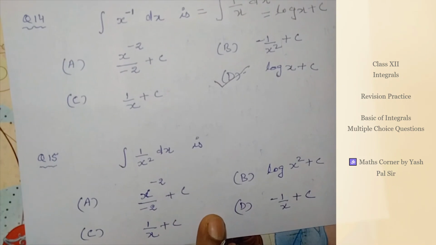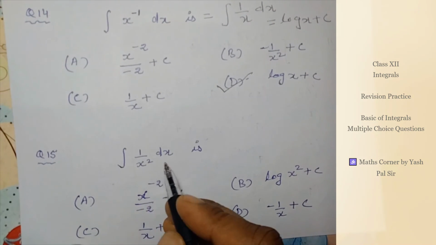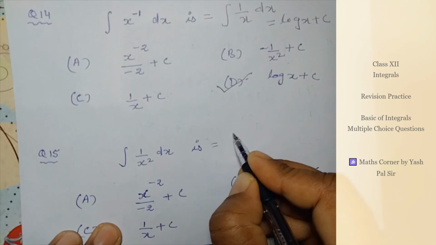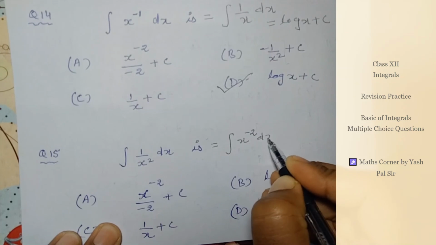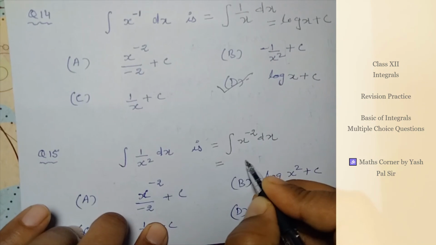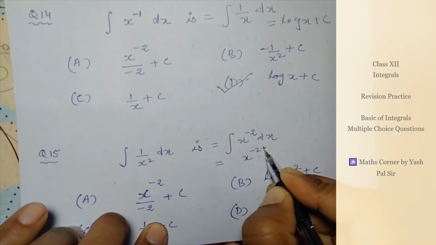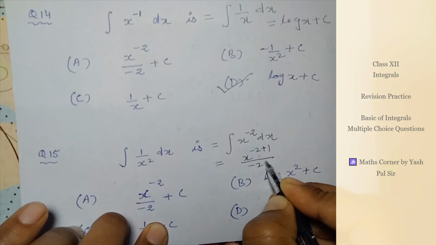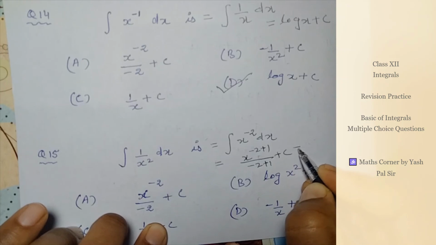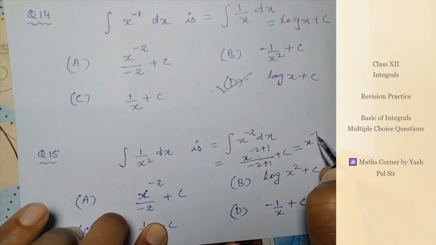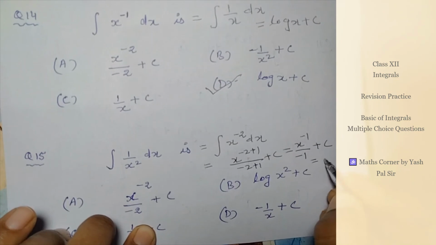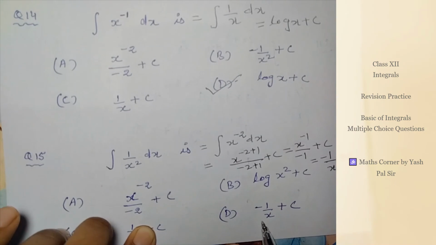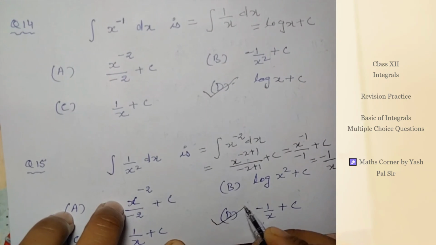Our next question, question number 15, 1 upon x square dx. Here also, first of all we write it as x raised to power minus 2 into dx. So integration is x raised to power minus 2 plus 1 divided by minus 2 plus 1 plus c, which is equal to x raised to power minus 1 upon minus 1 plus c. So this becomes minus 1 upon x plus c. Option number D is the right choice.